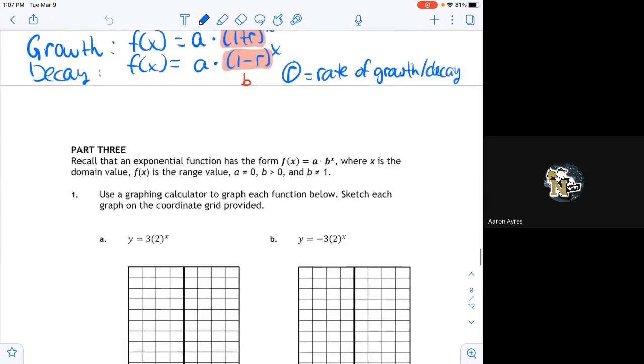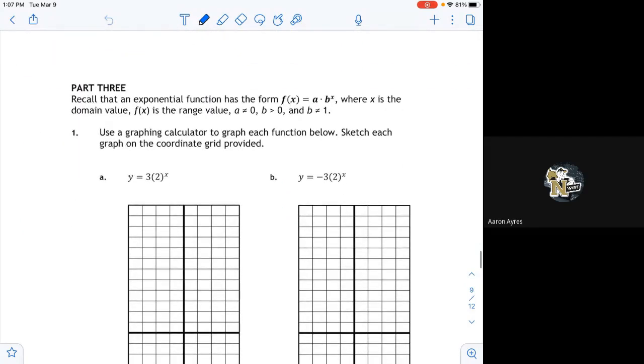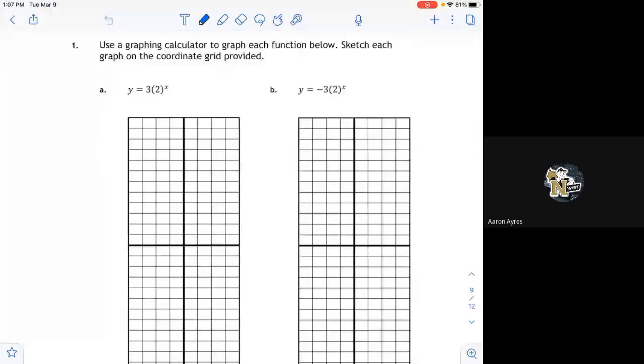So let's go to part three. Now, on part three, we have some graphs to make. And I'm going to suggest that each group create one graph here. So we'll have red do one, blue do one, green do one, yellow do a graph.